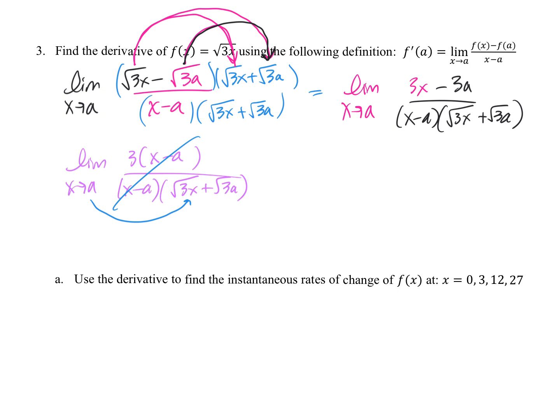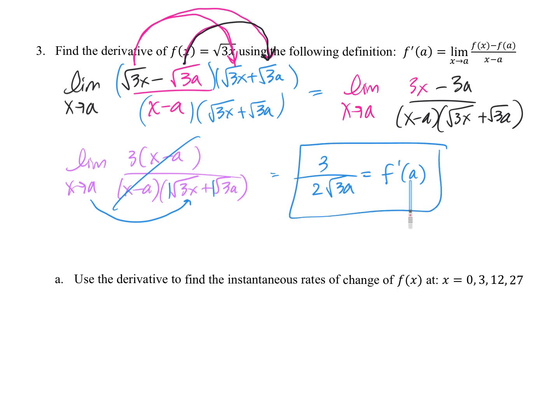Then when I plug in my a, whenever I see an x, it says as x approaches a. So replace every x with an a. What would I have on top? 3 over root 3a plus root 3a. 1 root 3a plus 1 root 3a is 2 root 3a's. Whoa, that is my derivative at any a value. A is just an x, you guys.